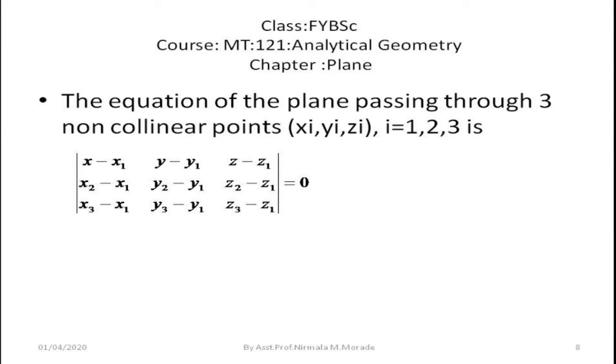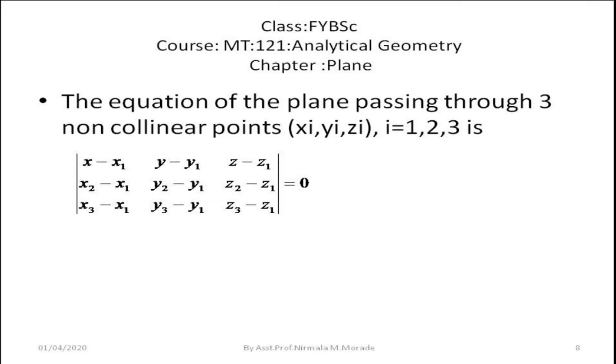So now we see the equation of a plane which is passing through three non-collinear points. Suppose the points are xi, yi, zi, where i is from 1 to 3. Then the required equation is the value of this determinant equals 0. See one example.